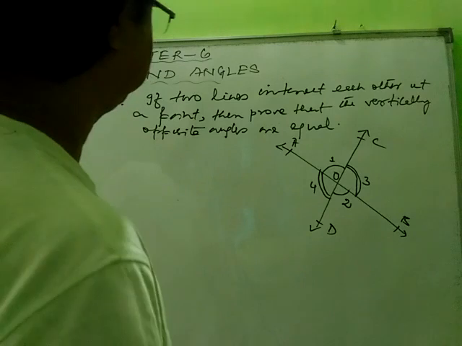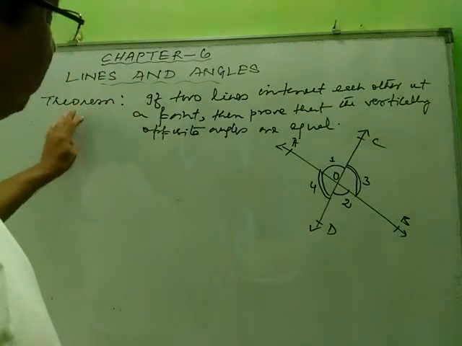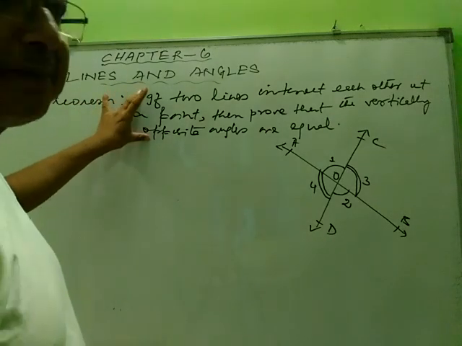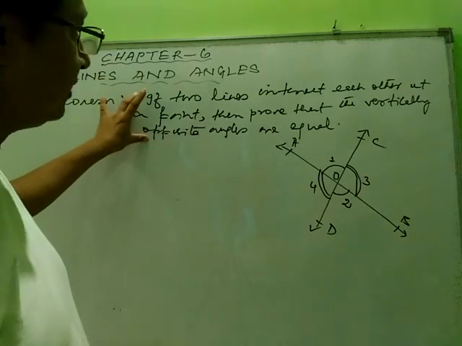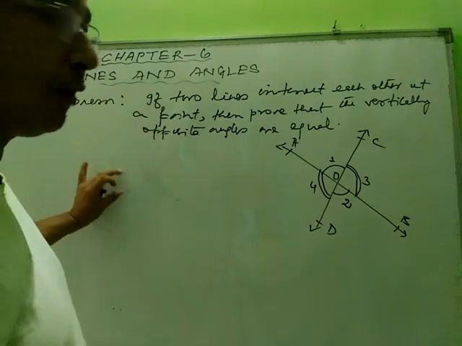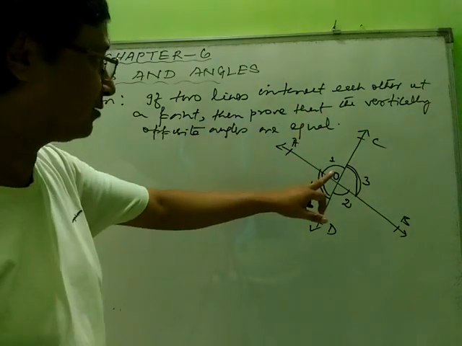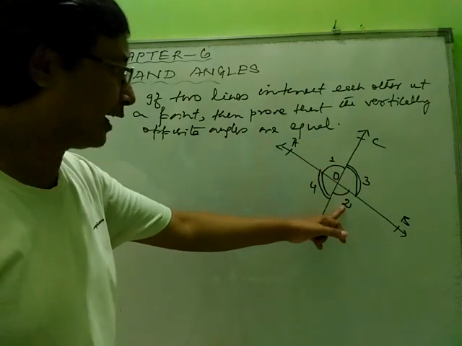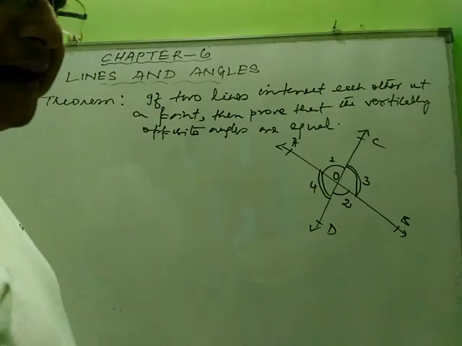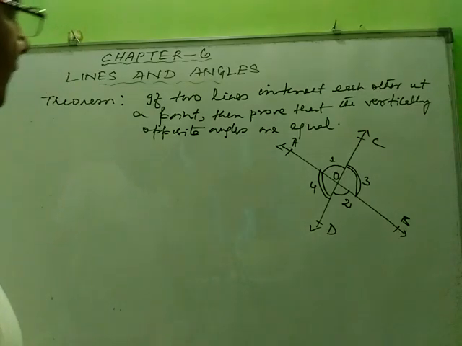Now, for the statement they have given in this theorem, first you are going to write the given part. Whatever they are telling, you will write that is called the given part. Secondly, you will write what to prove. What you are going to prove: the vertically opposite angles are equal, which means angle 1 equals angle 2, angle 3 equals angle 4. Then you are going to verify it, that is, show it. That is called proof, P-R-O-O-F.